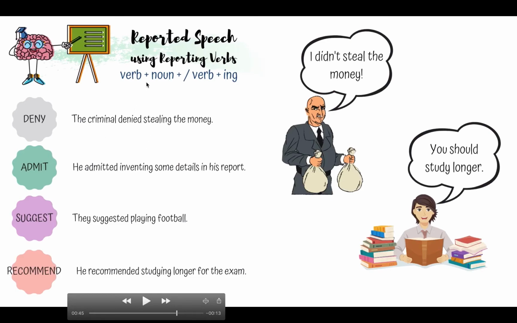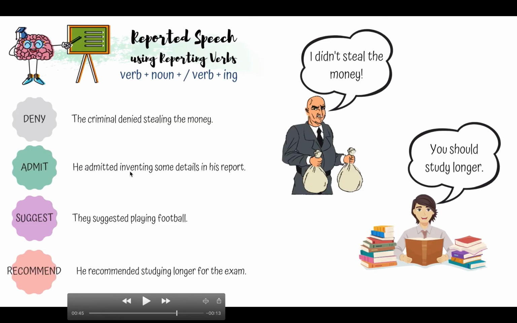Okay, and here we're going to use the verb plus the verb in ing. So we don't use the noun. So the criminal denied stealing the money, because here we have the verb steal. So we take that and we put it into the ing form because it goes after the reporting verb, which is deny. And if we use deny, we have to use this pattern, okay, this formula.